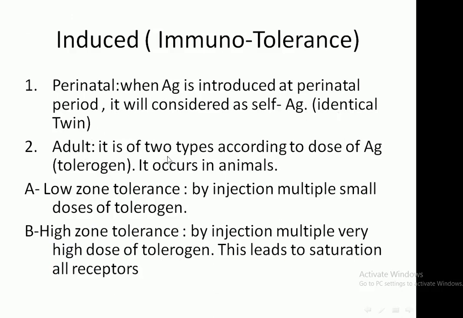And in the adult, it is of two types according to the dose of the antigen, and here the antigen is called a tolerogen. They occur in animals: low zone tolerance by injection of multiple small doses of tolerogen, and high zone tolerance by injection of multiple very high doses of tolerogen. The mechanism of this is saturation of all receptors.